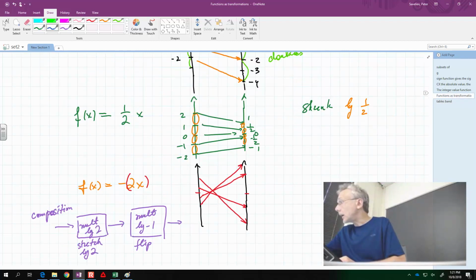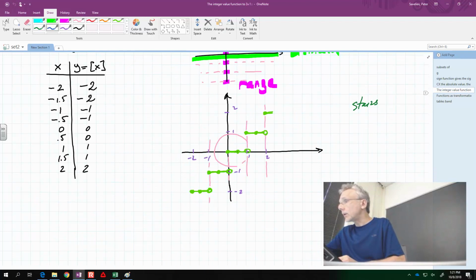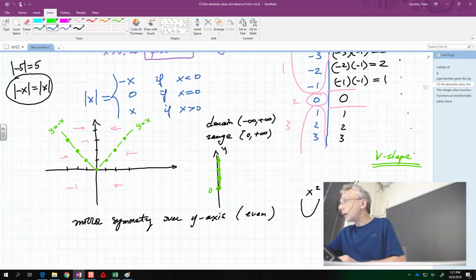So I have that picture somewhere. Where do I have one picture of the tax?